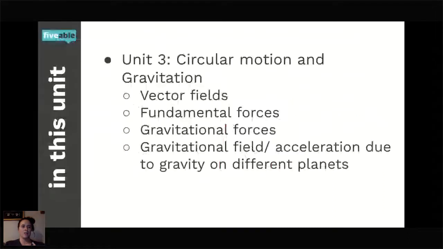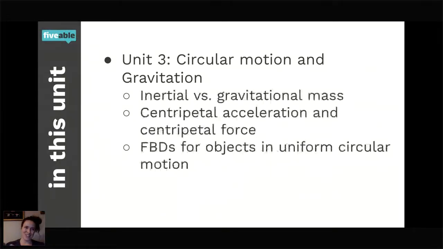All right, unit 3, circular motion and gravitation. This covers vector fields, our fundamental forces again, gravitational forces, gravitational field, and acceleration due to gravity on different planets. And then also inertial versus gravitational mass, centripetal acceleration and centripetal force, and free body diagrams for objects in uniform circular motion. So there's a lot in Unit 3, but it doesn't make up much of the test. I think it's like 4 to 6%.